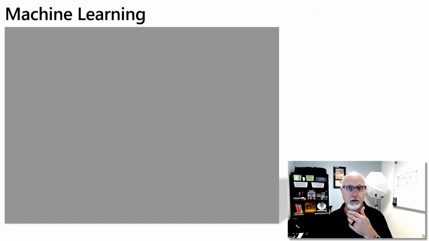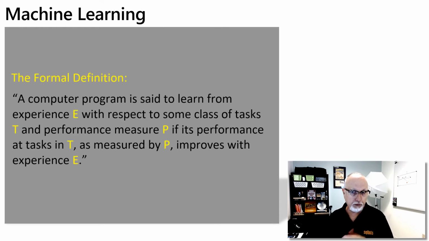Let me give you the formal definition of machine learning. It's very simple. A computer program is said to learn from experience E with respect to some class of task T and performance measure P if its performance at task T as measured by P improves with experience E. Hopefully you got all that and made some notes. Maybe we should simplify that with a quick example. Let's simplify it a bit.